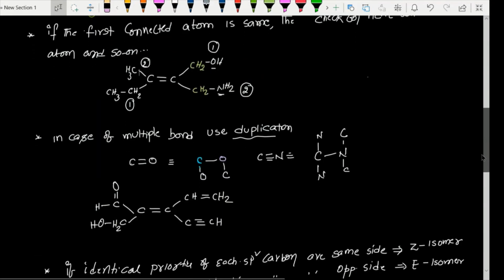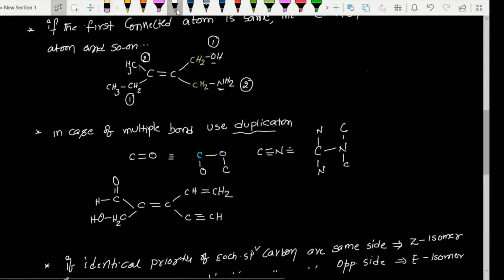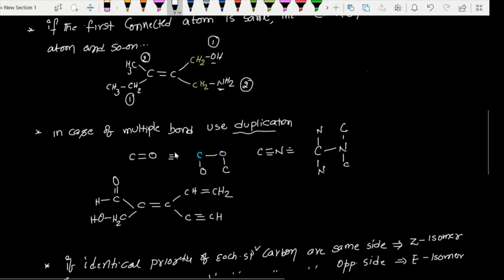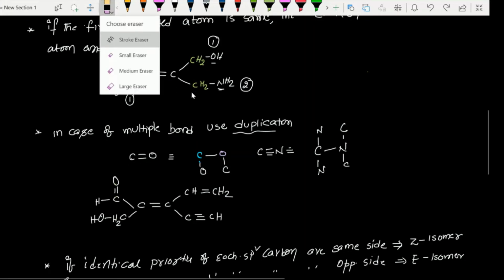In case of multiple bonds, use the process called duplication. What is the meaning of duplication? For example, see here, C double bond O we are taking. In that C double bond O, the duplication meaning is, this carbon is connected to two oxygens, this oxygen is connected to two carbons. So if you want clearly, we can see here.